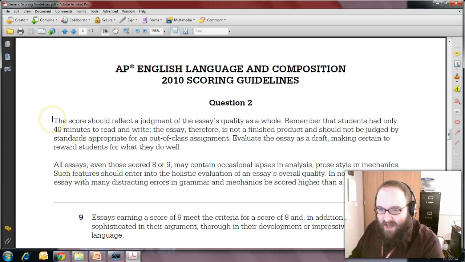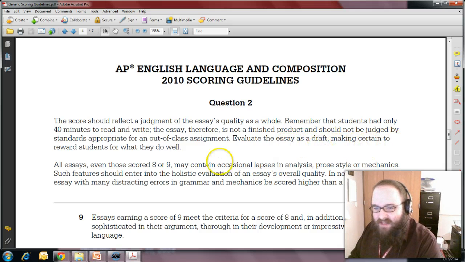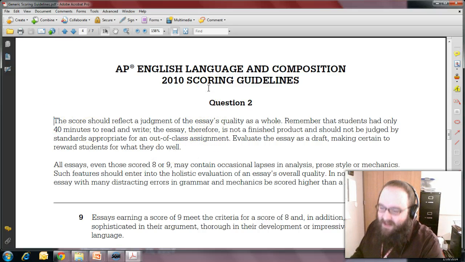It says up here at the top, the score should reflect a judgment of the essay's quality as a whole. Remember that students had only 40 minutes to read and write. The essay, therefore, is not a finished product and should not be judged by standards appropriate for an out-of-class assignment. Evaluate the essay as a draft, making certain to reward students for what they do well. I love that language at the beginning of every set of scoring guidelines because it reminds me of the tremendous pressure students are under in completing this assignment and what we're really looking for, which is a demonstration of competency, not necessarily of fluency.